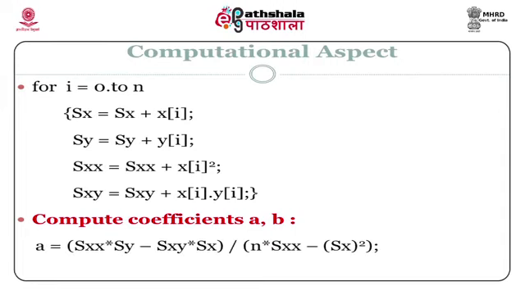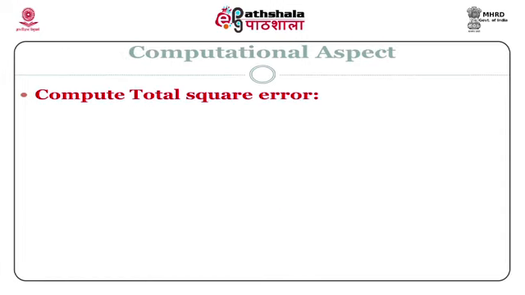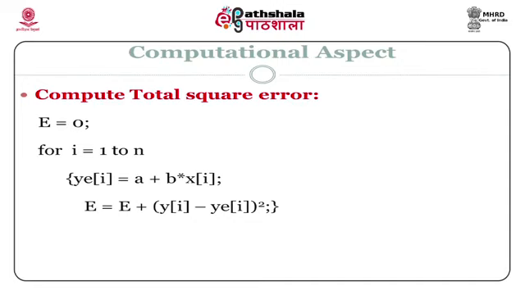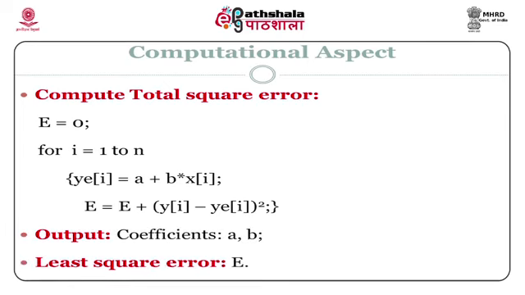So A equals sxx star sy minus sxy star sx, divided by n star sxx minus sx square. B equals n star sxy minus sx star sy, divided by n star sxx minus sx square. This is what we find out, and then we compute the total square error, E equal to 0 initially. By estimating these values, we find the estimated values of yi, and E equals E plus yi minus y estimated i, whole square. The output will be the coefficients A, B and the least square error. So this line fit algorithm tells you how to fit a line to the given data.